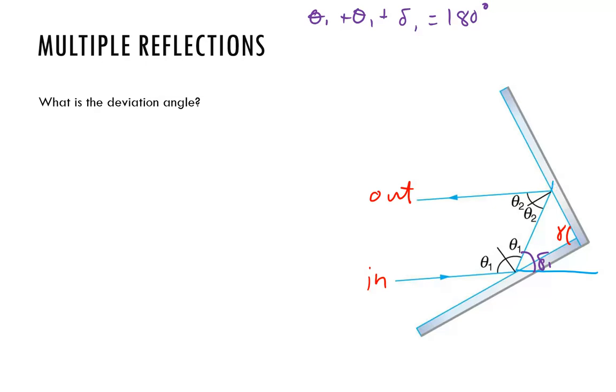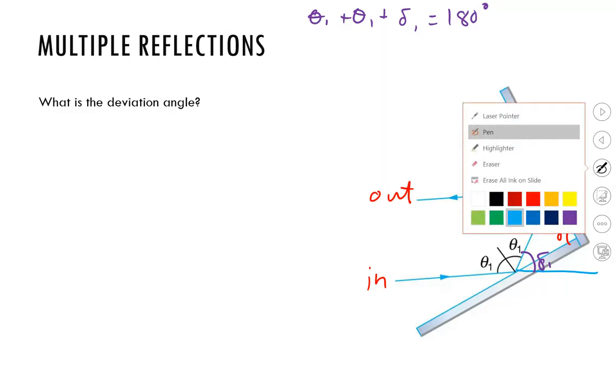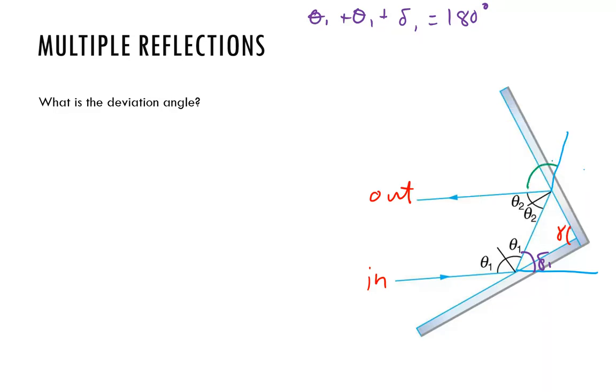So if it came here, this would have been the straight line. So the deviation there is, by the same rule, theta 2 plus deviation 2 equals 180 degrees.